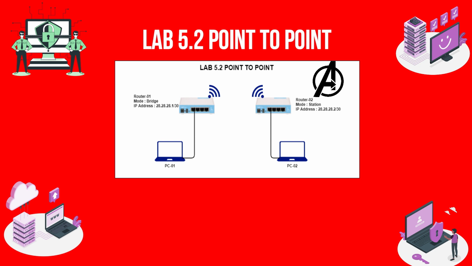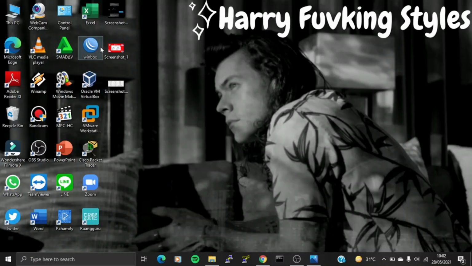Okay, so this is the topology that I use for lab 5.2 point-to-point. I'm using two routers and two laptops, but because I only have one laptop here, I will move the LAN cable to another router. Router 1 runs as the high-speed transmitter using bridge mode, and router 2 runs as the high-speed client using station mode.